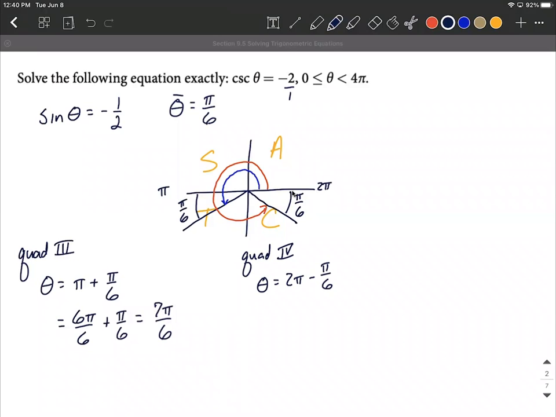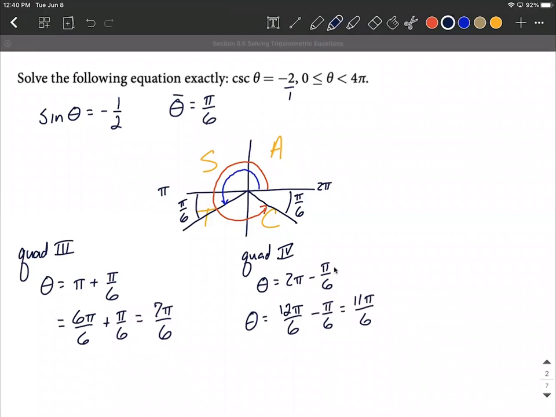2 pi would be all the way around. You take away this pi/6, it's going to go around for this red angle that lands in the fourth quadrant. I would probably rewrite this as 12 pi/6, so I get that common denominator. Minus pi/6 is going to give us 11 pi/6 for our value for theta.